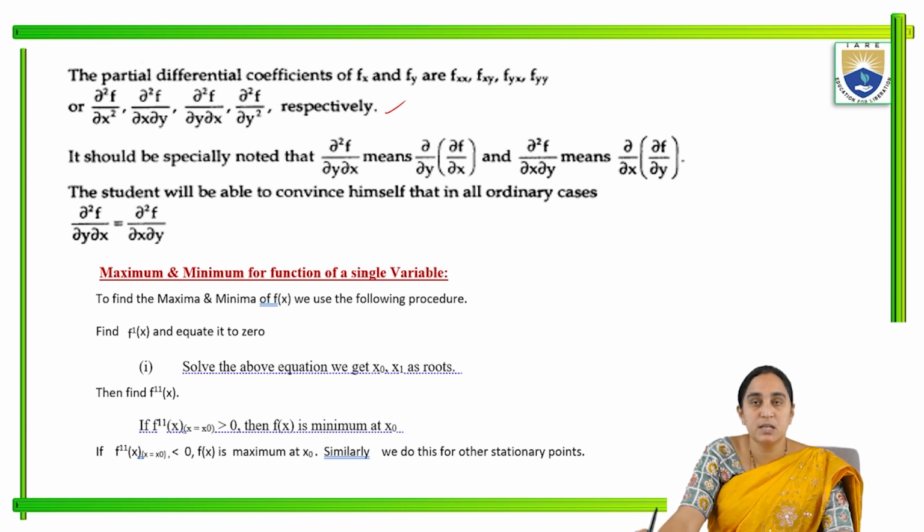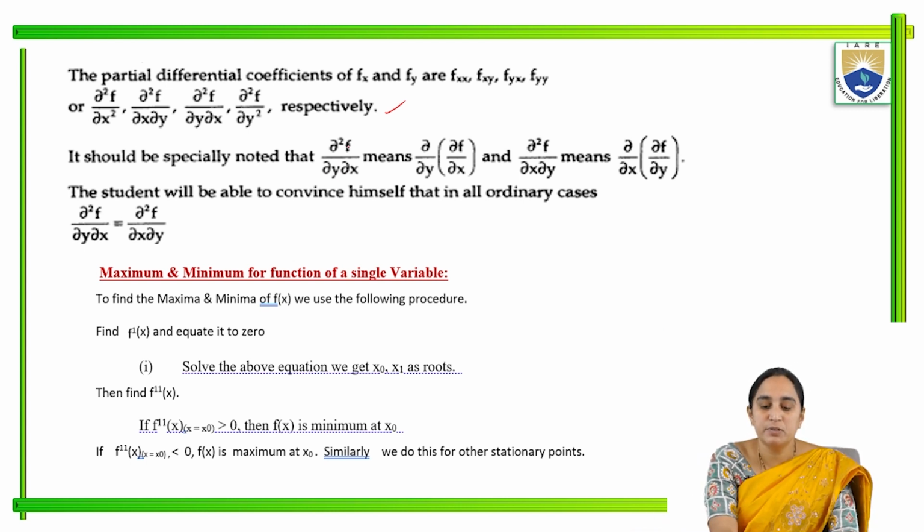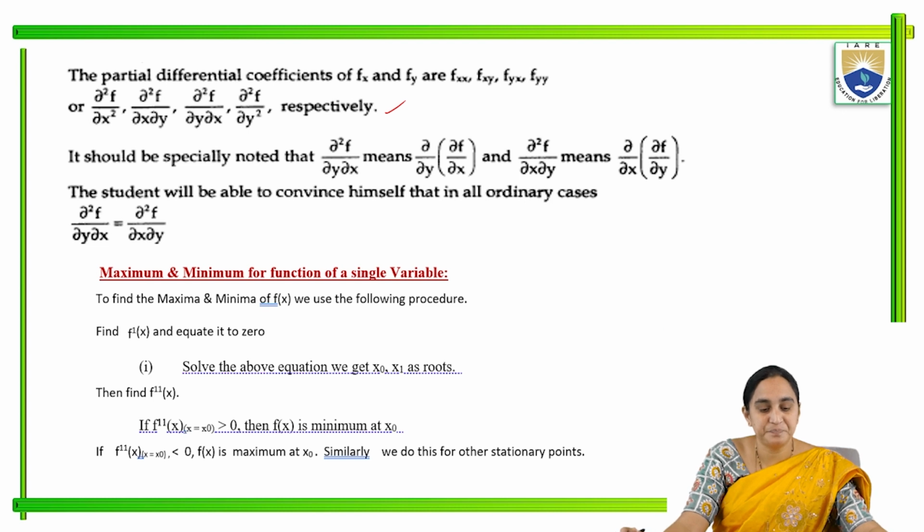∂f/∂x, and ∂²f/∂x∂y means, okay, how are we differentiating ∂²f/∂y∂x? First of all, f is differentiated with respect to x, and after that differentiated with respect to y, and for the other, f is differentiated with respect to y, and after that differentiated with respect to x. Okay, the student will be able to convince himself that in all ordinary cases, ∂²f/∂y∂x is equal to ∂²f/∂x∂y.